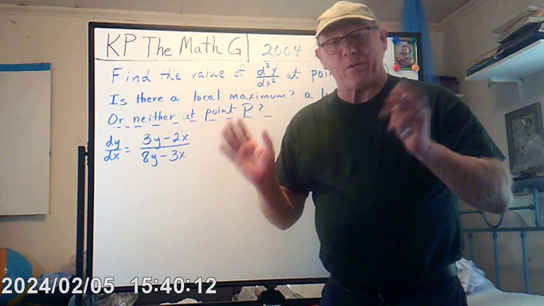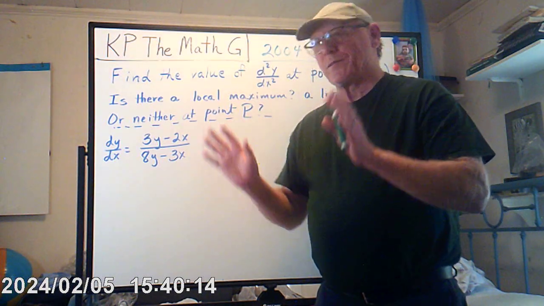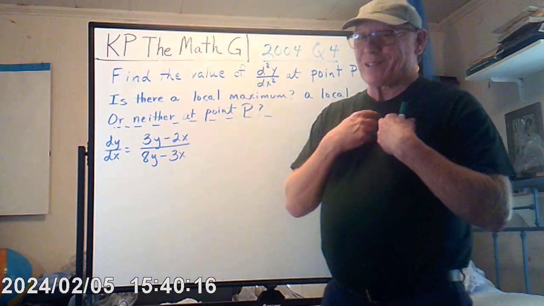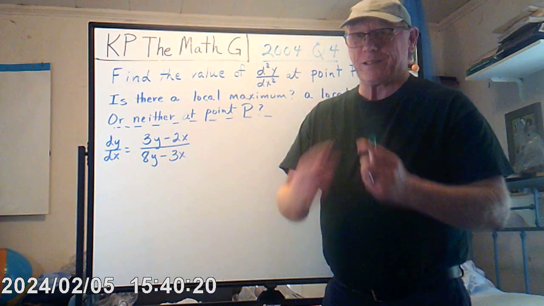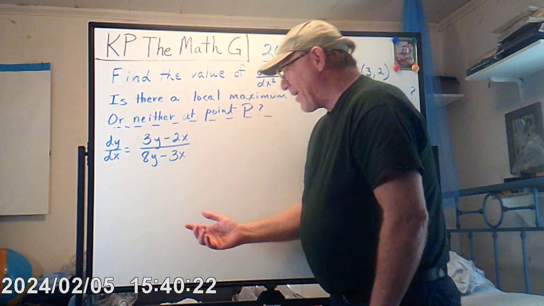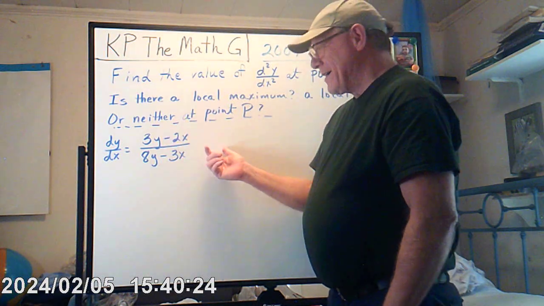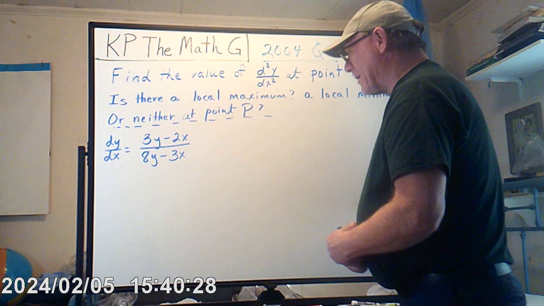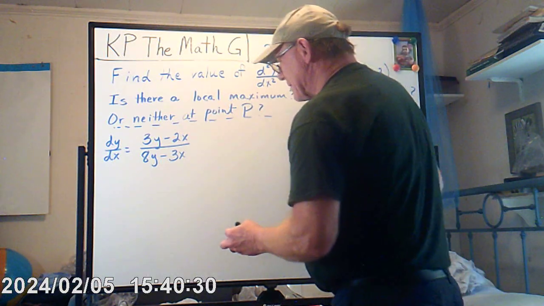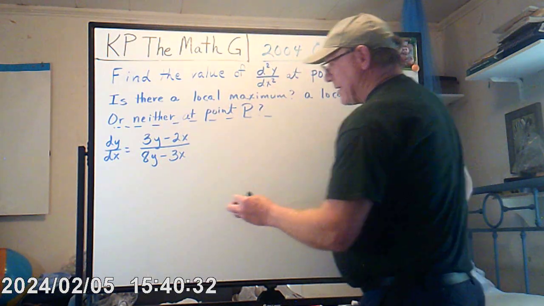Yes, that's right, the quotient rule. Not the product rule, the quotient rule. I said it incorrectly. All right, low d high minus high d low over low squared. Okay, now let's do this. All right, so let's see.